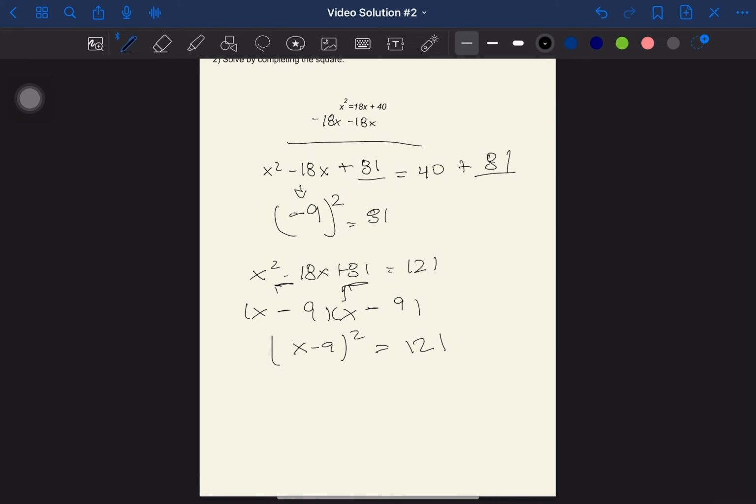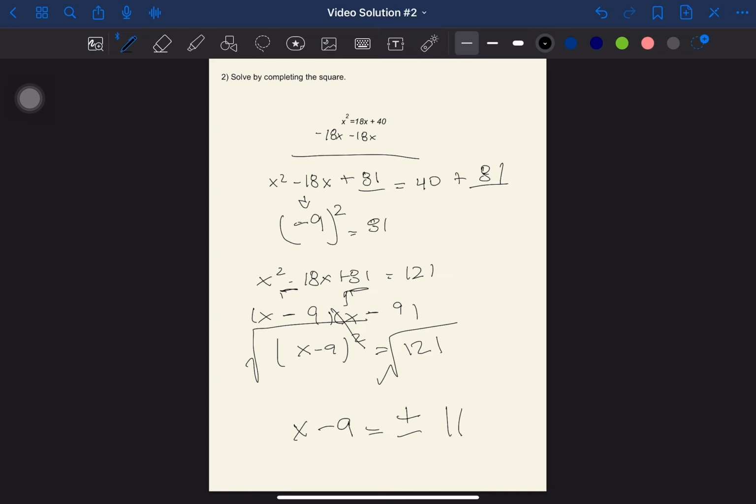Now what we have to do is continue simplifying. So then we would take the square root here, and this would cancel out, so we get x minus 9, and then we get plus or minus 11 for this side. Now we just have to simplify for these two equations.